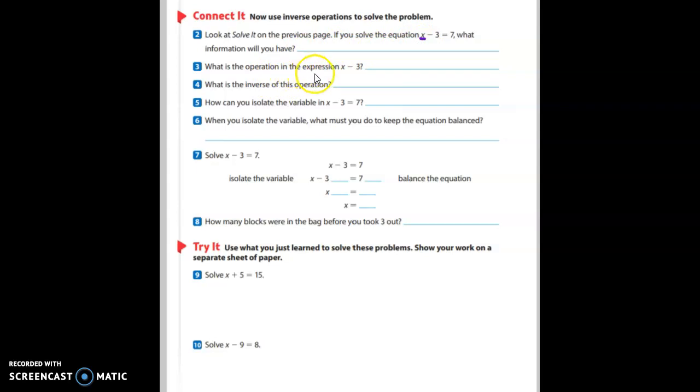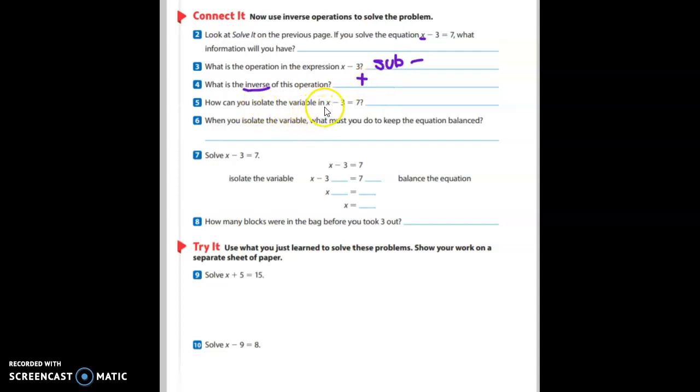What is the operation in the expression x minus 3? So what operation is this? What is this telling you to do? It's telling you to subtract. So I'm just going to put s here for subtract, so we know that. Try it, just put sub, minus, right? What is the inverse of this operation? Remember, inverse means opposite. So what's the opposite of subtraction? That's right, we add. Addition is the opposite.